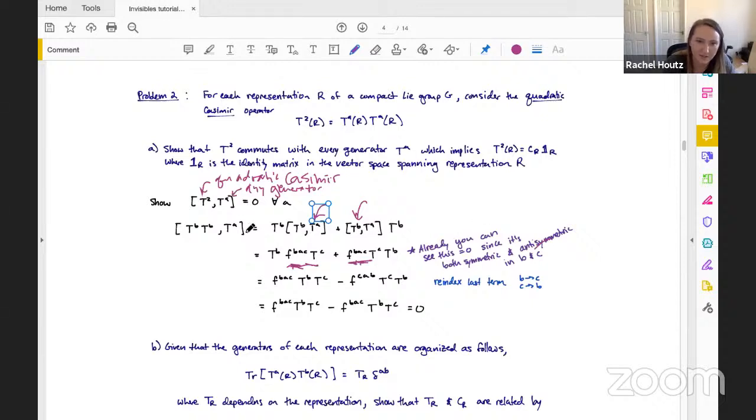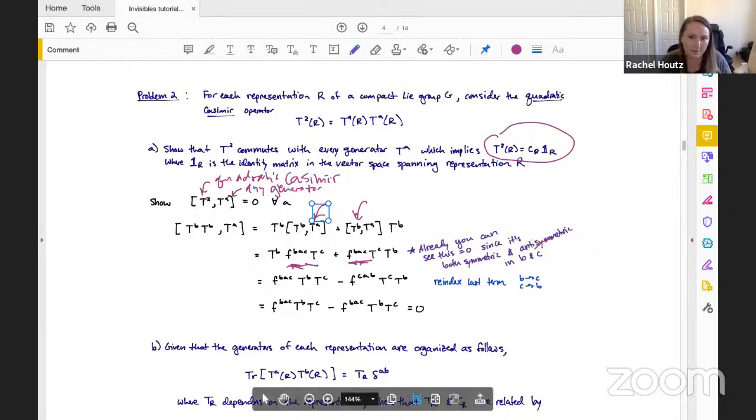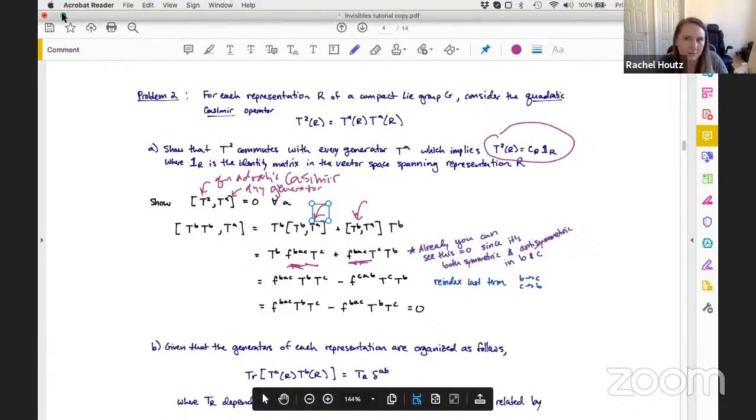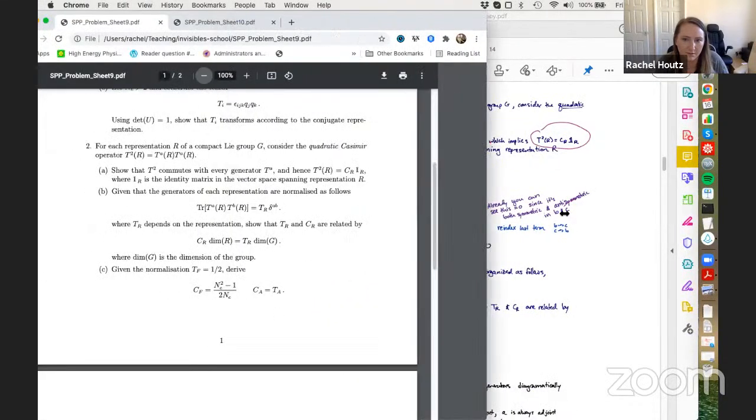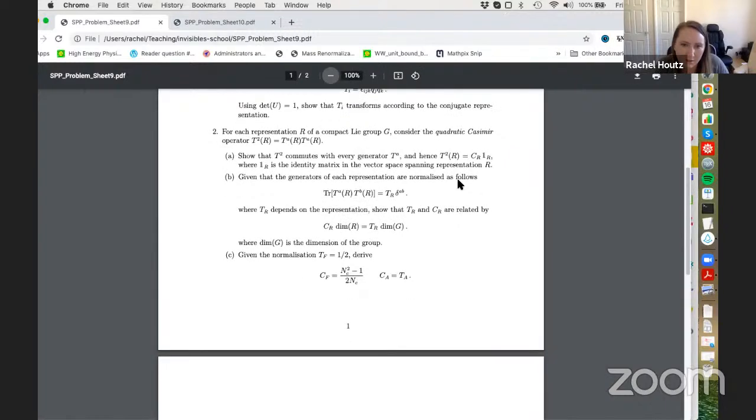And so because of this commutation relation, you can see that you can use this nice relationship that the quadratic Casimir is just a constant times the identity matrix. And so now we can do more things with that. So I'm going to move back over to the question statement to show you part B, tucked up nicely.